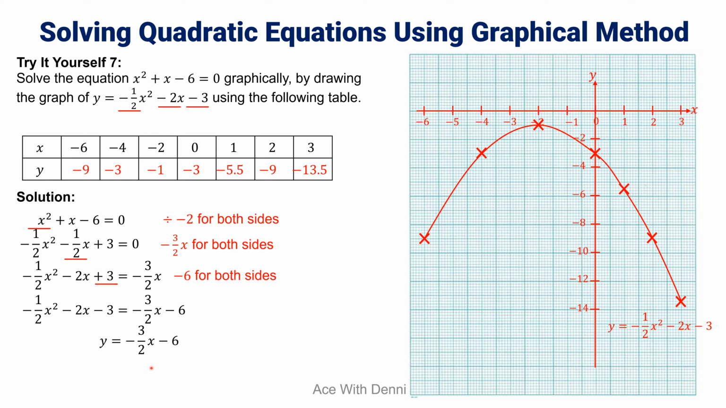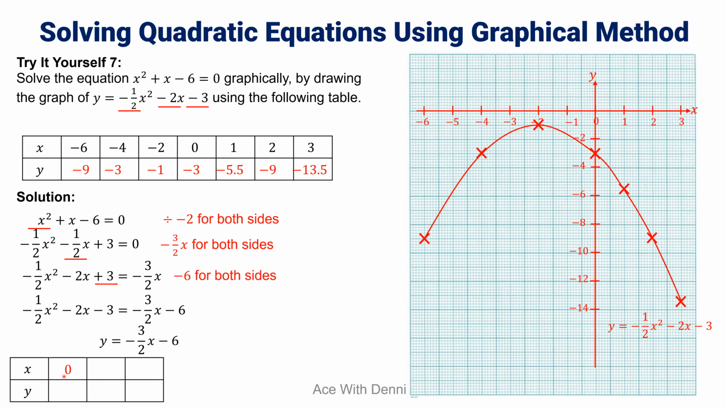Alright, I have this linear equation. Now I want to plot this linear equation. So I will prepare a table, right? Choose simple values for x and y. You don't have to have a lot because this is a linear graph. Minimum 2 points. And if you want, you can add one more point here.